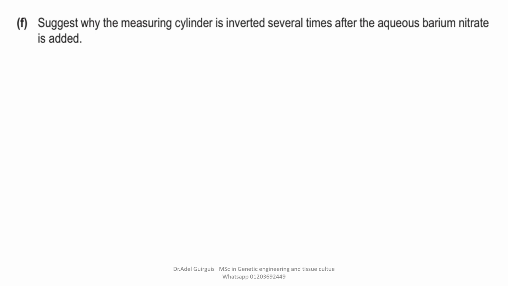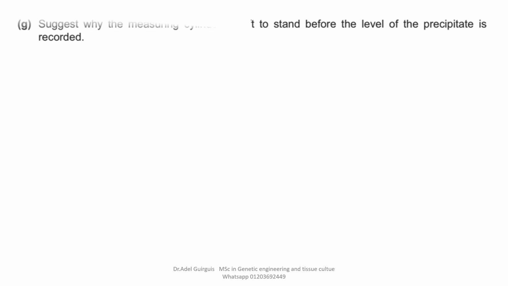Now for letter F, suggest why the measuring cylinder is inverted several times after the aqueous barium nitrate is added. Just as we add barium nitrate into magnesium sulfate, the precipitate will form at once, but in an irregular manner. So why do we invert the measuring cylinder containing both solutions? Yes, to mix the solutions evenly. Then what about G? Suggest why the measuring cylinder is left to stand before the level of precipitate is recorded.